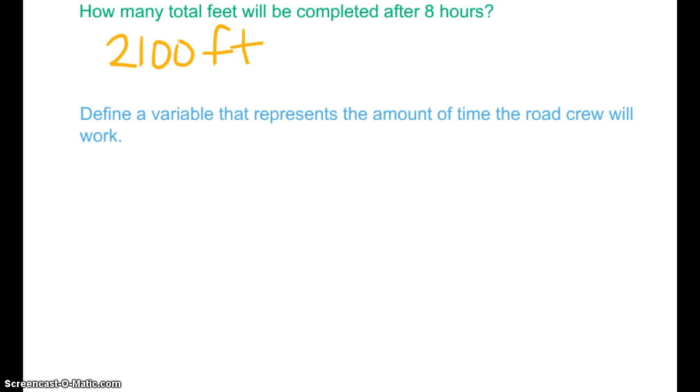Now I want you to keep all of your work, but I also want you to write this next part down. Define a variable that represents the amount of time the road crew will work. So think about that for a minute and come up with a variable. Alright, so maybe you came up with something different, but I'm going to say T represents the time that the road crew will work.